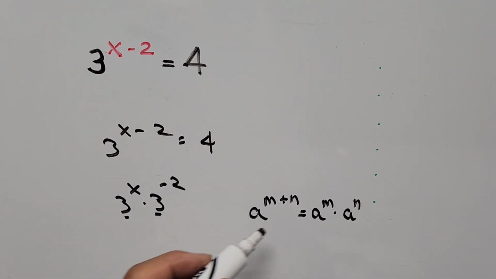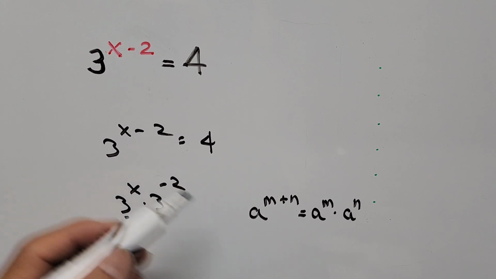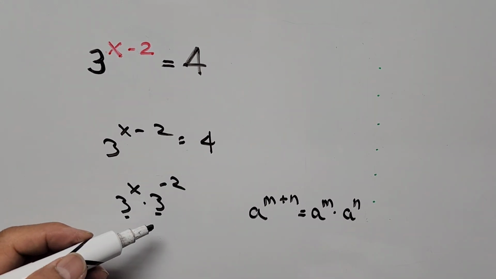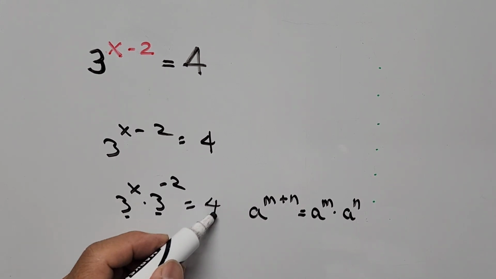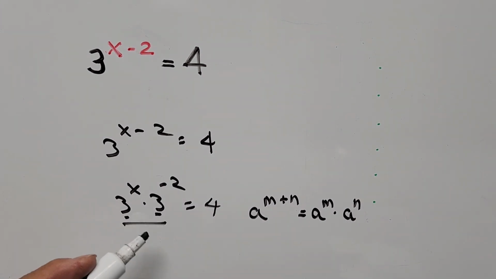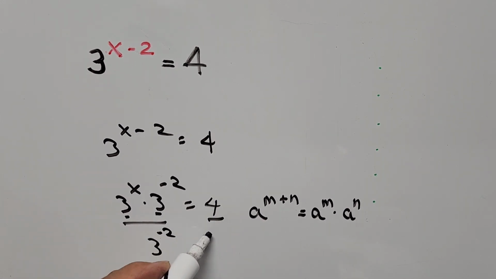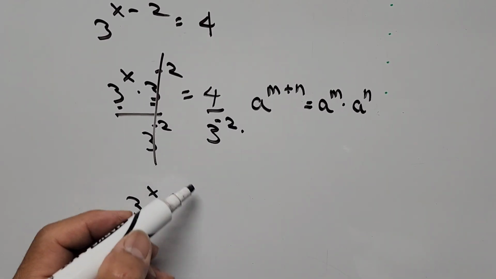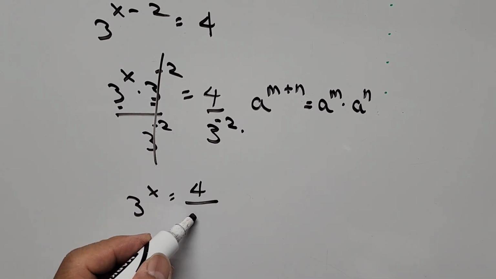A here is 3, m is x, and n is 2. But since this is negative, we just write it as negative. And this is now equal to 4. Separating the constant out of the left-hand side of the equation, we have to divide both sides by 3 to the power of negative 2, right? So we have this one cancelled, and we have 3 to the power of x is equal to 4 divided by 3 to the power of negative 2.